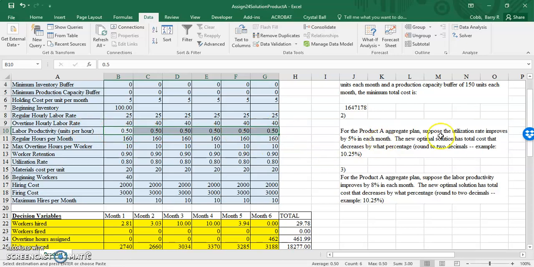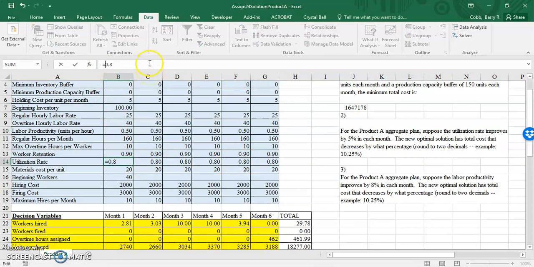So the question is, what if this improves by 5% each month? An improvement in utilization would clearly be an increase. So what I'll do here is just take the 80%, which is the original assumption, and multiply it by 1.05. That would be a 5% improvement in utilization.